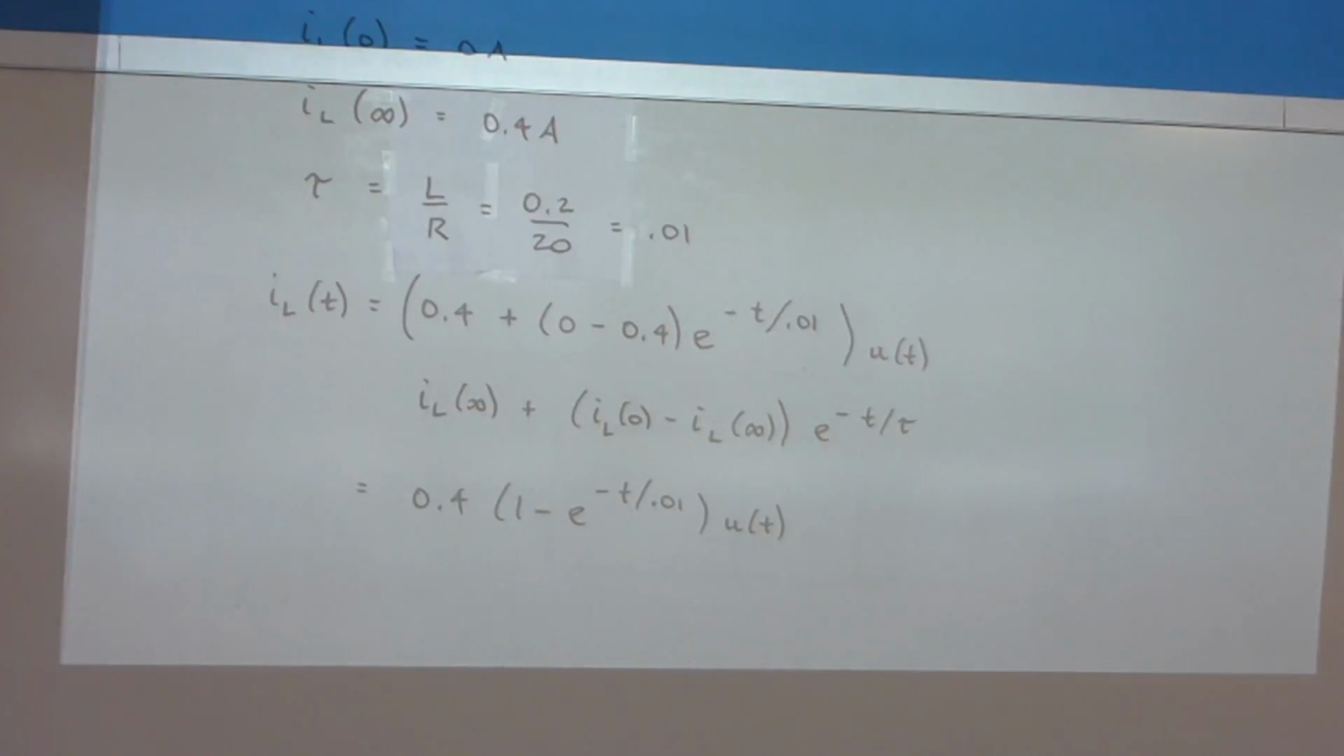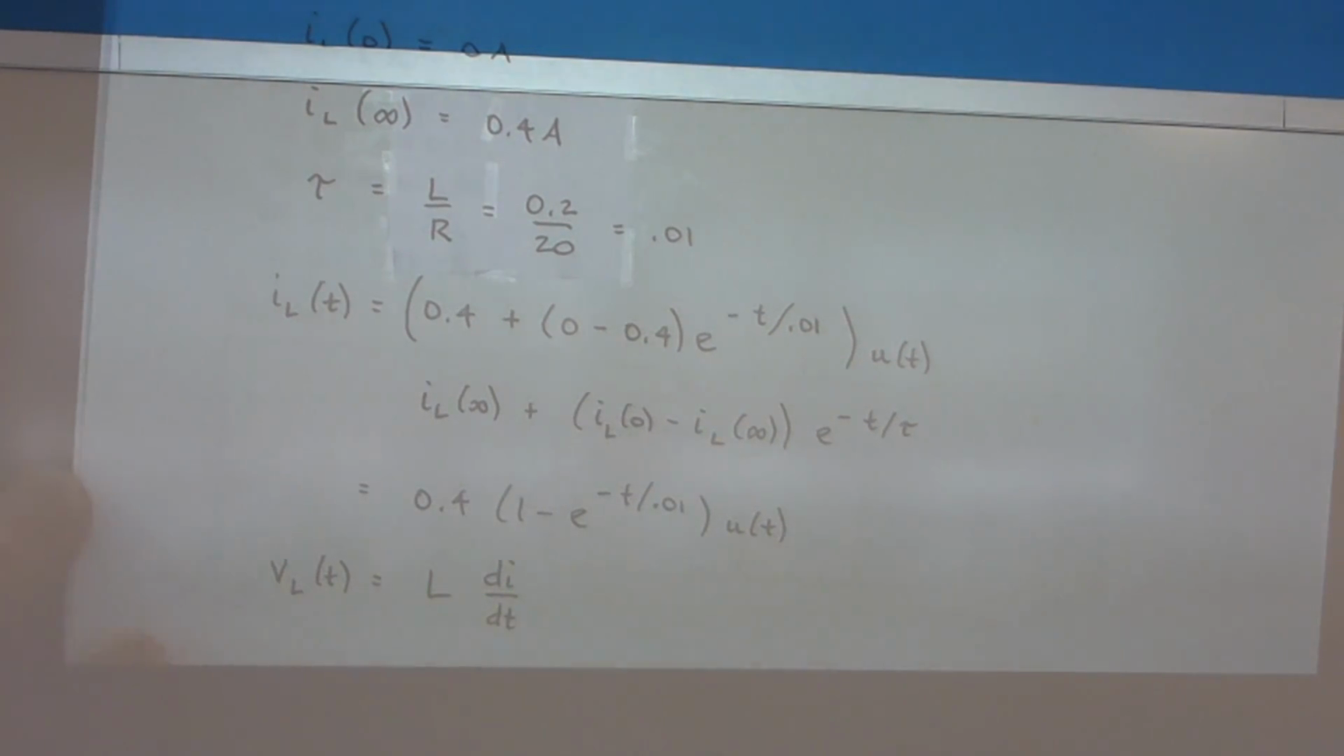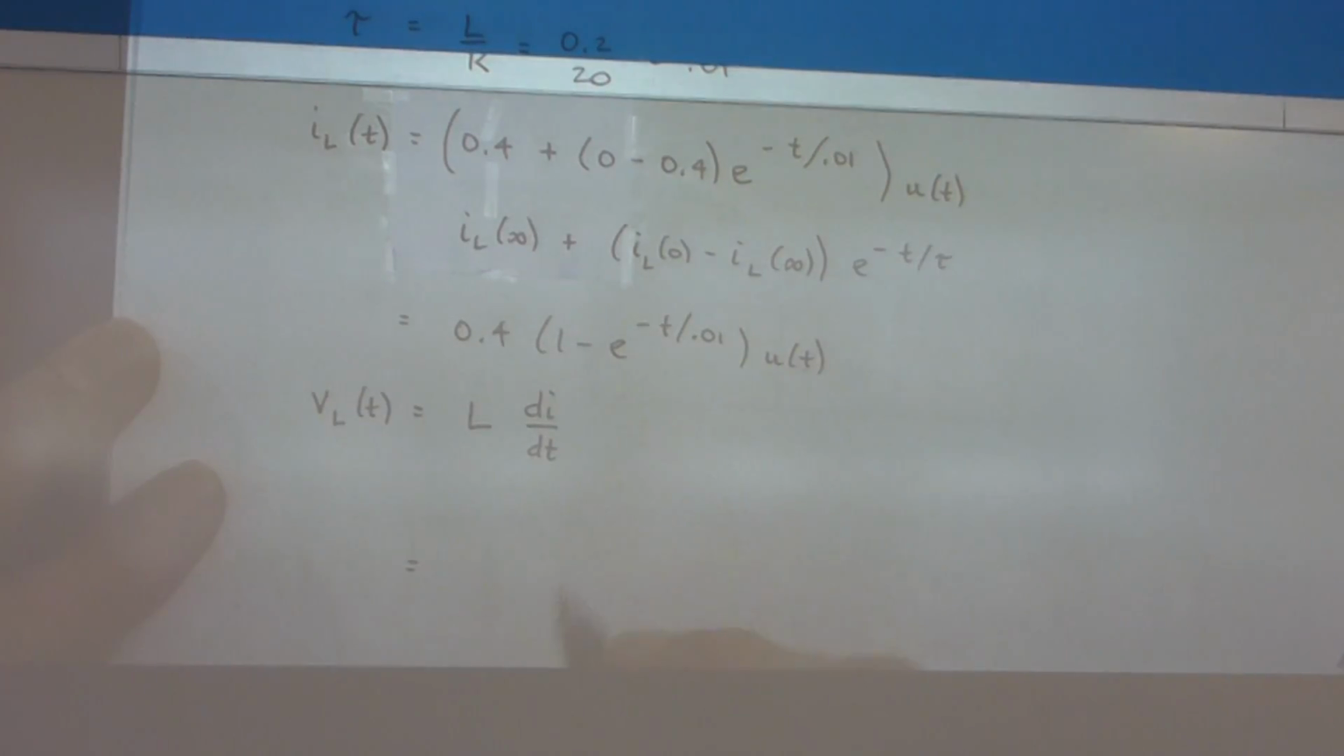Okay, once we have that, that's what we always find first, then we can find v sub L of t is just L di dt. So let's go ahead, I'm going to write that answer. I'm not going to do the work for you. I'll fill that in. So this ends up being 8 e to the minus, and would it be all right to write it this way?